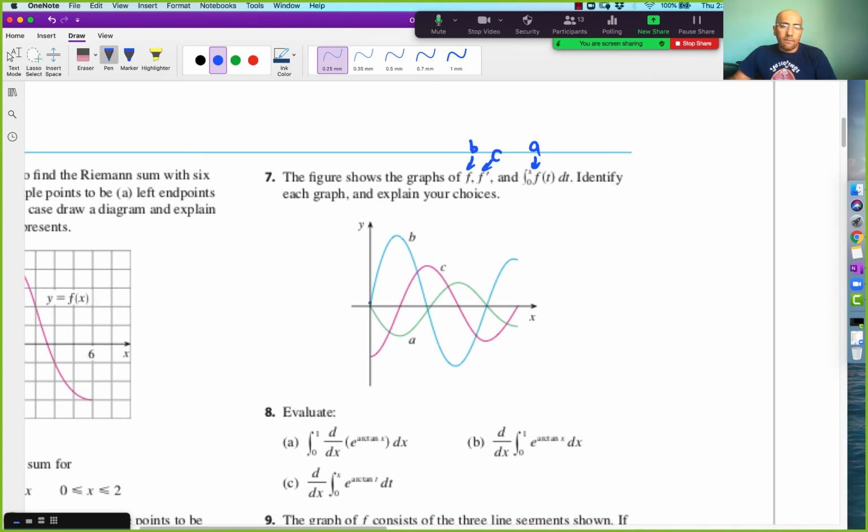Okay, hang on. So if B is the original, then we're looking at tangents of this function, right? Over here, the tangents are positive. But C has negative values. So C can't be the derivative function of B.